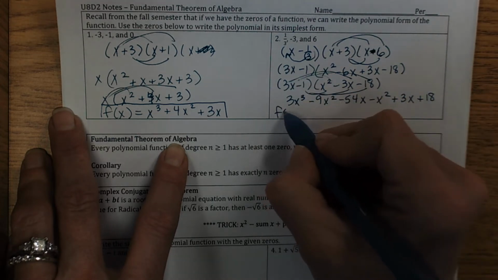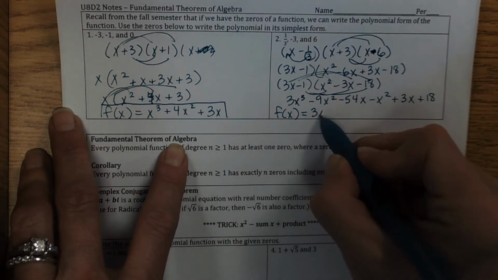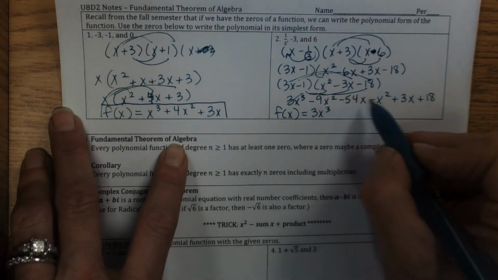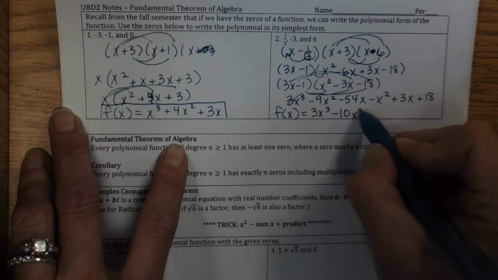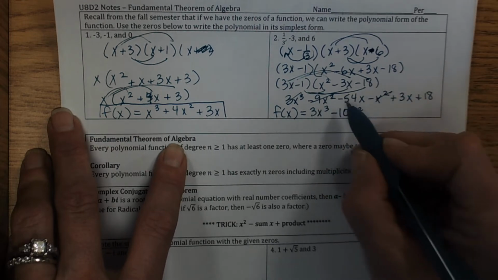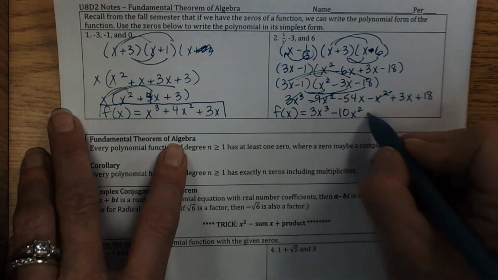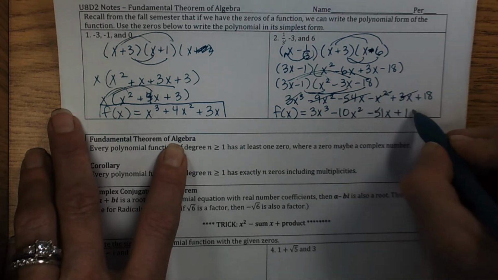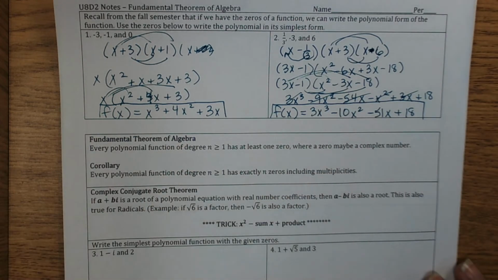So now we're going to combine like terms to get the polynomial. I have no other x cubed terms, so I have 3x cubed. I have negative 9x squared and negative x squared, so that's my negative 10x squared. Done with those. Negative 54x and positive 3x would give me negative 51x. And then I have my plus 18. And so that's the polynomial in simplest form.